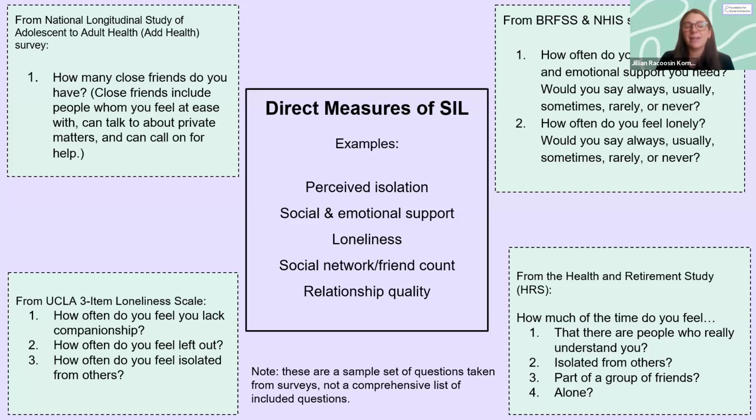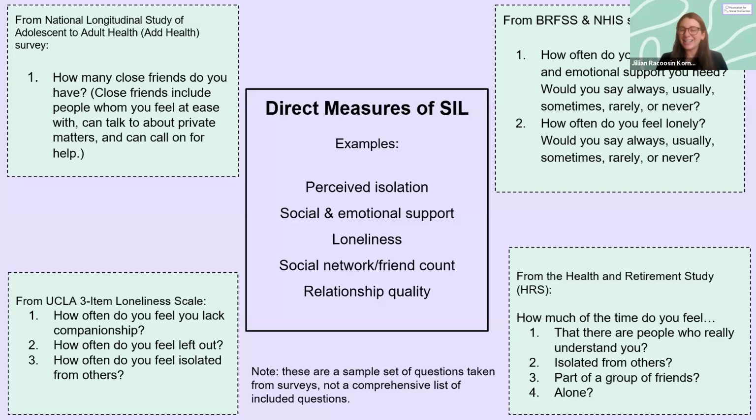So different surveys and studies may use a variety of language in their questions. You can even see here, I've tried to include 4 different examples from different survey sets or instruments that ask the questions a little bit differently. But really what we're getting at is perceived isolation, so how people feel that they are isolated; social and emotional support; asking about loneliness itself; and then the objective count, or really asking people to map out their social network, which is also a way that we can more objectively understand who is in their network, frequency of interactions, etc. And then lastly, thinking about relationship quality.